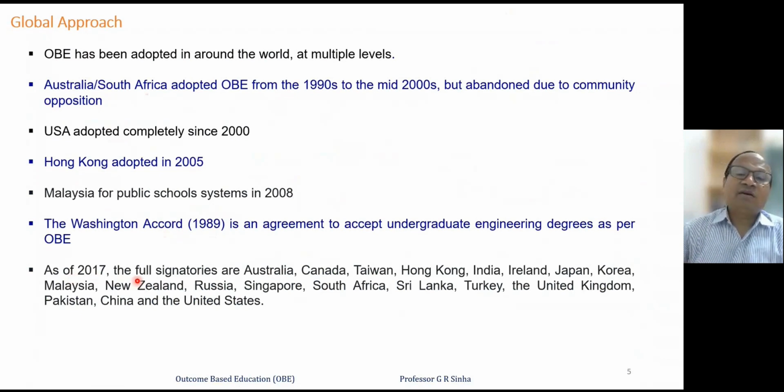As of 2017, the full signatories of the Washington Accord include Australia, Canada, Taiwan, Hong Kong. India is also one of the signatories, and India became a permanent member of the Washington Accord in 2014. Probably we'll see it in the next slide. Ireland, Japan, Korea, Malaysia, New Zealand, Russia, Singapore, and these are the countries which are the signatories of the Washington Accord.